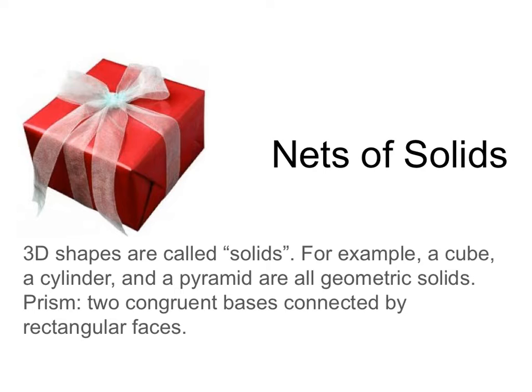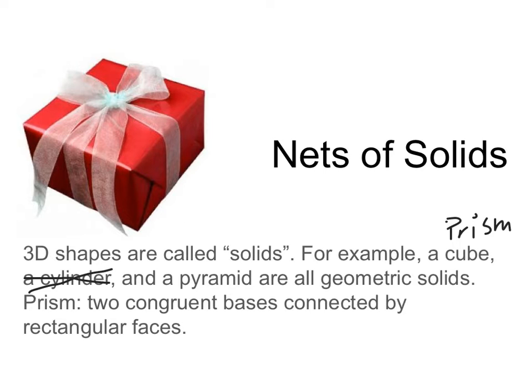congruent bases connected by rectangular faces. That sounds complicated. They're really not too hard to recognize. So a cube would be a prism because it's all rectangles and two of them are parallel and congruent. A cylinder would not, because the sides are rounded, right? Like a tin can.